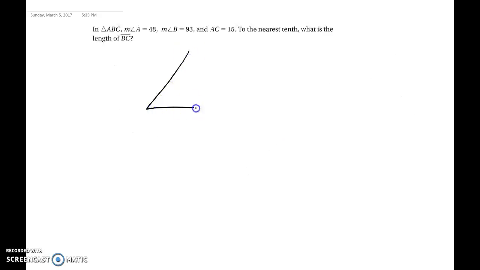Right, so here we do have triangle ABC. So the first thing we should do is draw it. Right, so we have triangle ABC. It says the measure of angle A is 48 degrees. The measure of angle B is 93 degrees. And it says AC is equal to 15. And then it says, to the nearest tenth, what is the measure of BC? So we want to know what the measure of that side is there.